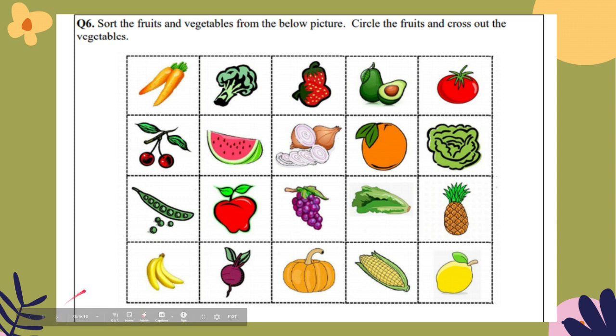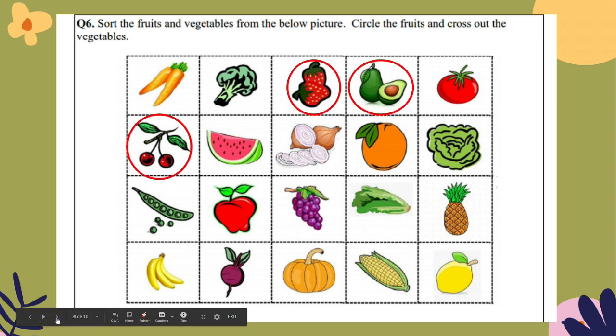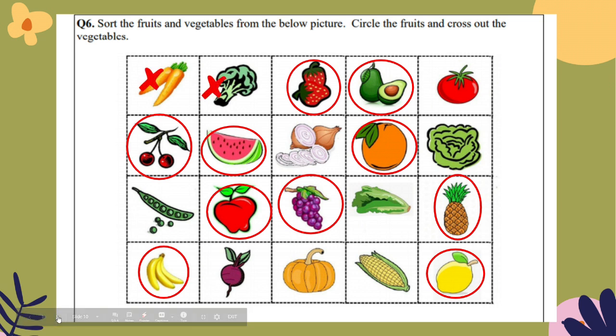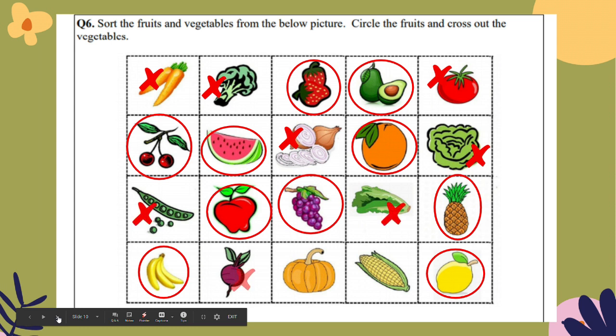They help to keep us healthy. Okay, example: strawberry, avocado, cherries, watermelon, orange, apple, grapes, pineapple, bananas, and lemon are all fruits. Now, these carrots, broccoli, tomato, onion, cabbage, beans, lettuce, beetroot, pumpkin or squash, and corn are all vegetables.